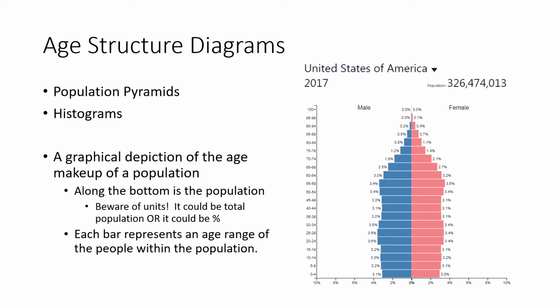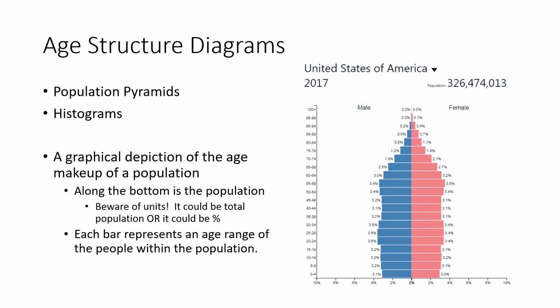So age structure diagrams, also called population pyramids or histograms, whatever you want to call them, are basically just a graphical depiction of the age makeup of a population. So what does my population look like? What's the breakdown by age, but also by sex?